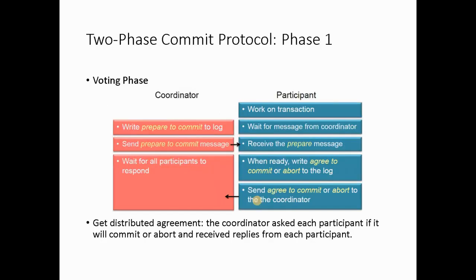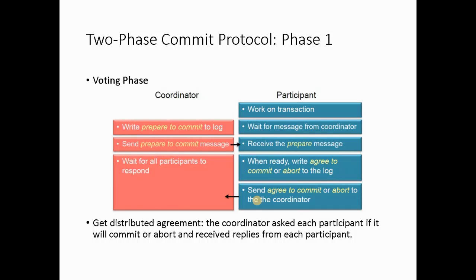Let's look in a little more detail at how messages are passed between coordinator and participant. On one side you will see the coordinator, on the other side the participant. The participant works on transactions and then waits for a message from the coordinator. The coordinator will write prepare-to-commit to the log, and then send the commit message. Remember we talked about the write-ahead log. Before you perform any operation, you write in the log and then perform it. This is to avoid undo, so you can always go with redoing the operation.